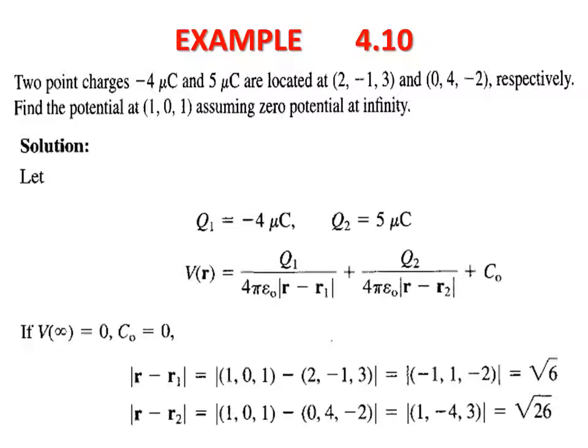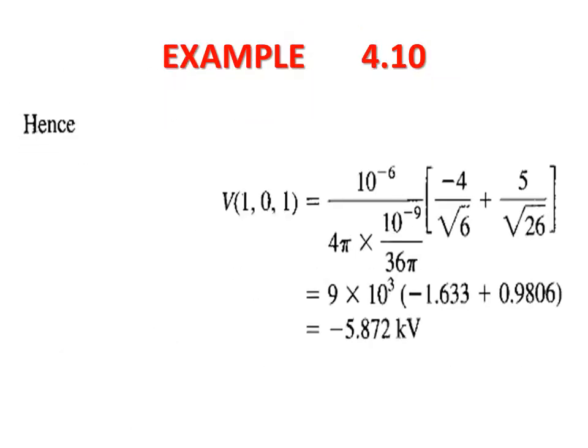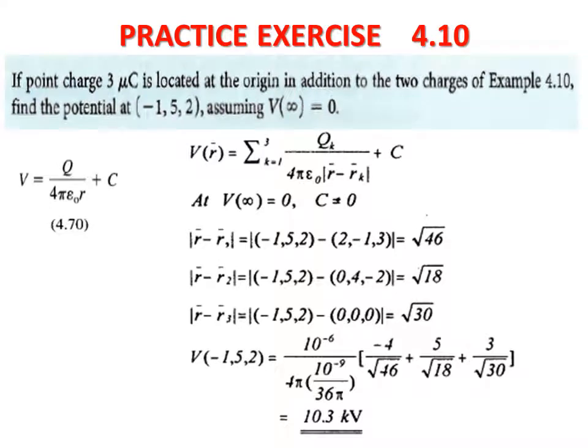So in this case, |r minus r1| is equal to square root of 6, and |r minus r2| is equal to square root of 26. When we solve that, we just need to put all these values in the formula and we get the answer, which is equal to minus 5.872 kilovolts. So this is the potential.